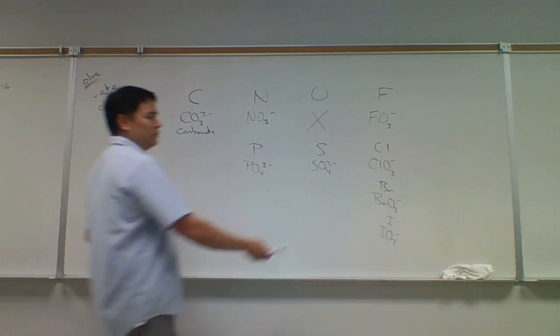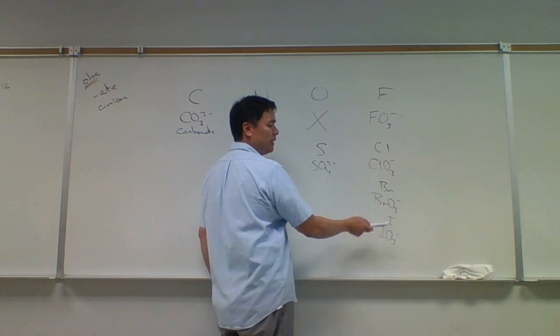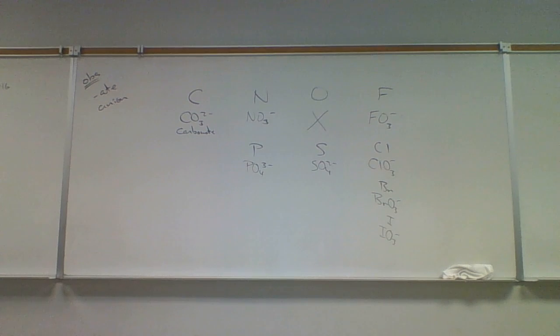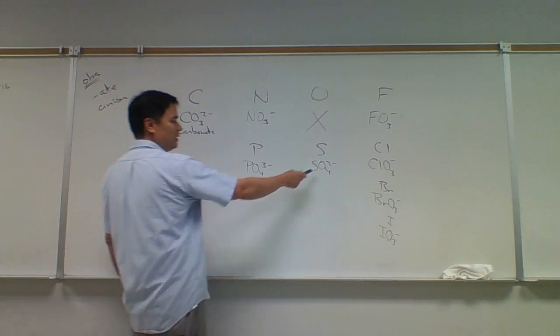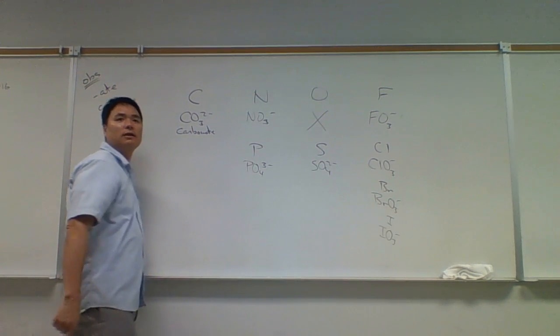Yeah, these are all O3 minus. That's good for the 8s. So fluorate, chlorate, bromate, iodate. What else? Yeah, okay. 2 minus to 3 minus. That's good. What else?